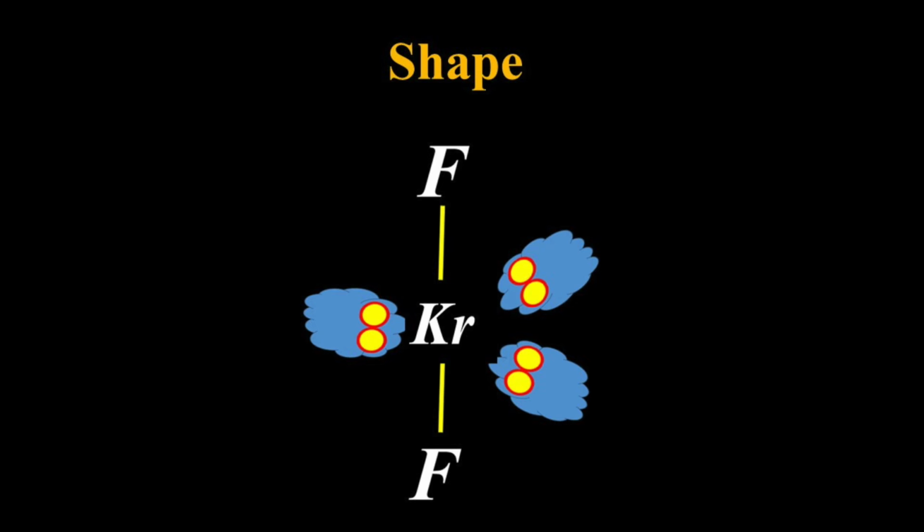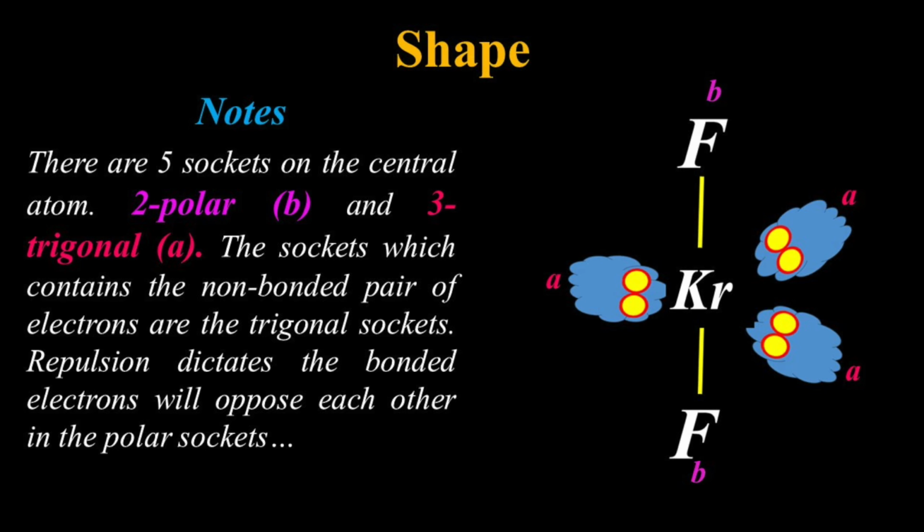And let's read what this says. And you've read this before. There are 5 sockets on the central atom, 2 polar and 3 trigonal. The sockets which contain the non-bonded pair of electrons are the trigonal sockets. Repulsion dictates the bonded electrons will oppose each other in the polar sockets, and that's going to be 180 degrees.